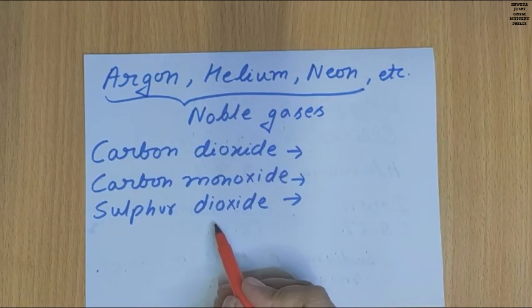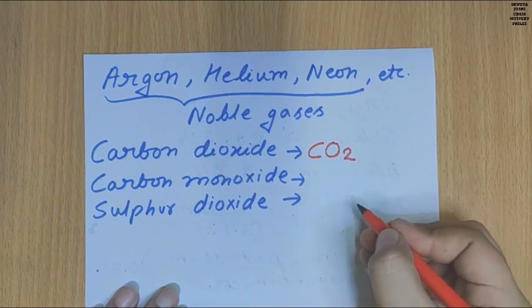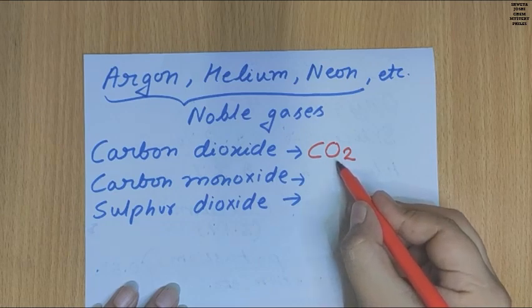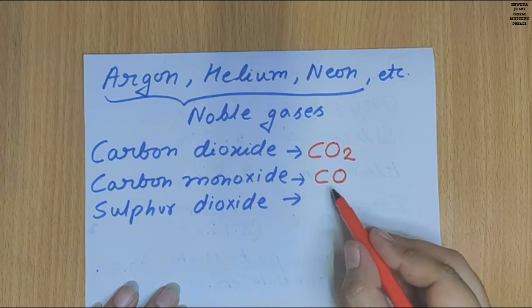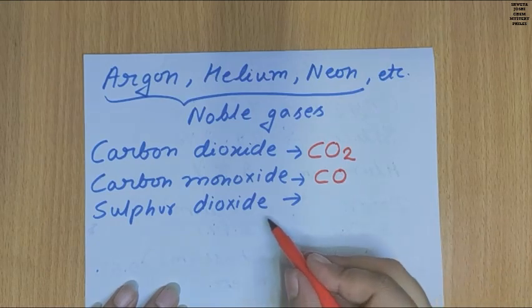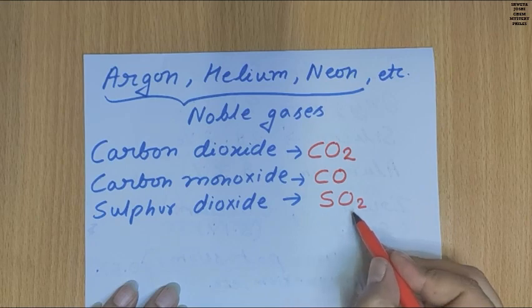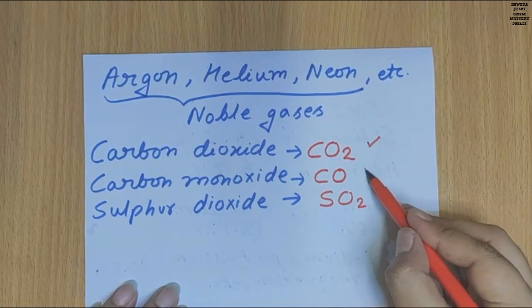In the Earth's atmosphere, certain other elements are also present, but they exist in combined form with other elements. Like in case of carbon dioxide, the formula is CO2, in which carbon and oxygen are combined together. In case of carbon monoxide, the formula is CO, elements carbon and oxygen are combined together. Next, in case of sulfur dioxide, the formula is SO2, elements sulfur and oxygen are combined together. So, elements occur in the atmosphere also in the combined state.